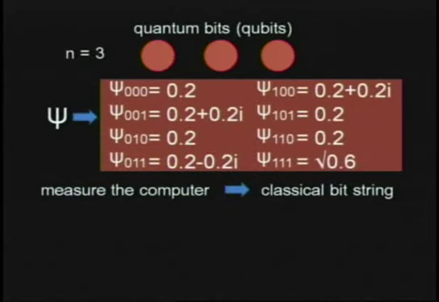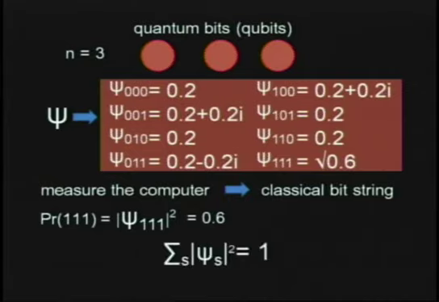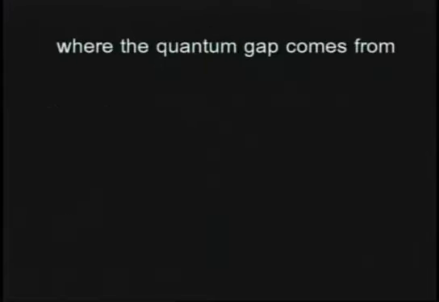When you measure the computer, when you do an observation on it, you don't get all that information. You get a single classical bit string. You're going to get 3 bits of information out. So you might get, for example, the bit string 111, and that occurs with a particular probability, which is just given by the corresponding amplitude squared. In this particular case, because the amplitude was square root of 0.6, it's just going to be 0.6. And you can see where the only rule for quantum states comes from, which is that the sum of the squares of the amplitudes must be 1, because the sum of all the different probabilities for all the different possible outcomes must be 1. So that's everything you need to know about quantum states.